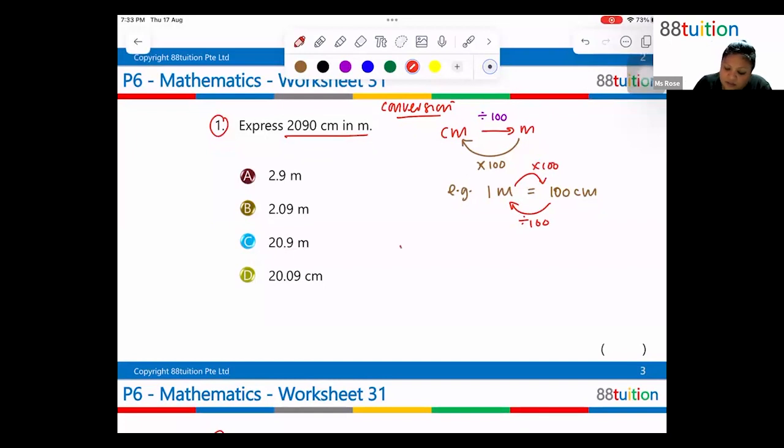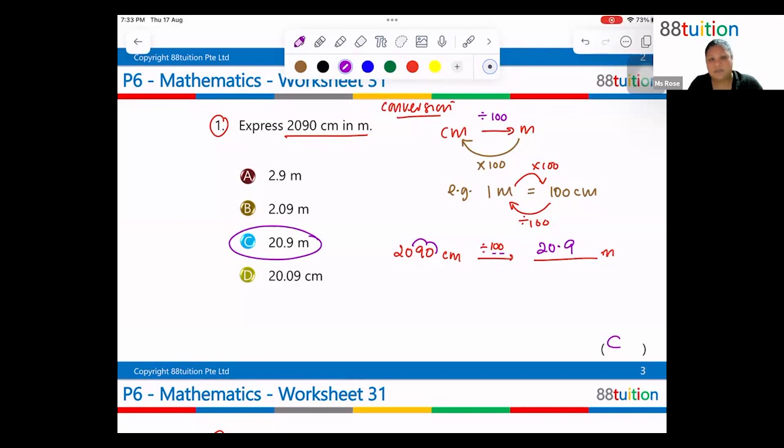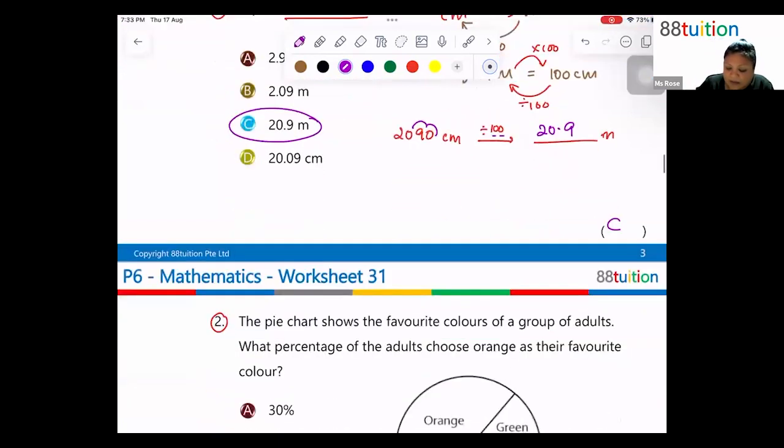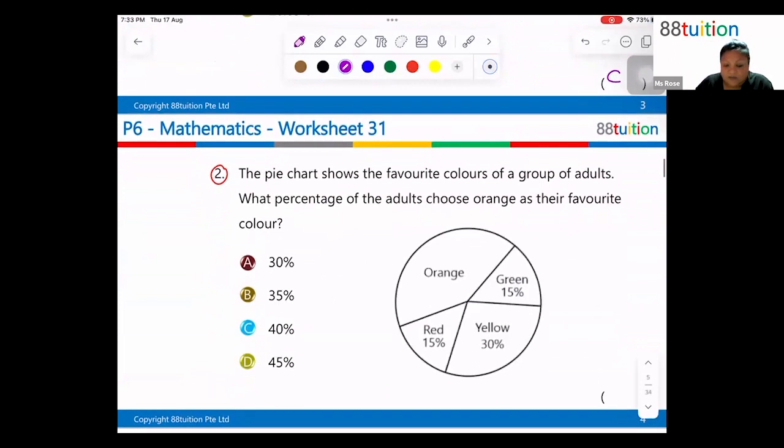So this is conversion from 2090 cm. I have to convert to meters, which means I have to divide by 100. Dividing by 100 is the same as moving the decimal point 2 places because of 2 zeros. So 20.9. The answer is option C. I know those who attempted the first 4 questions had no problem, but I'm just going to go through to allow others to come in, okay? All right, first one is C.